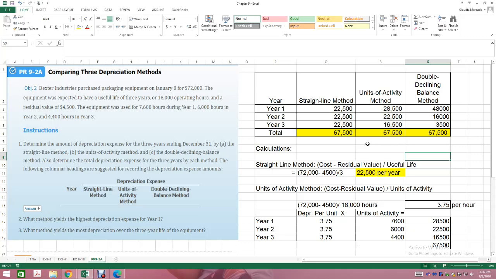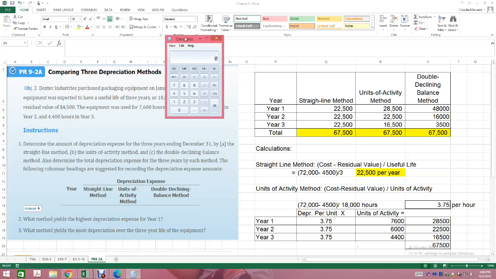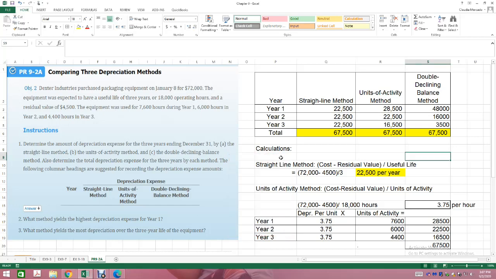And why 67,500? Because we are not depreciating it all the way to 0. We have a residual value. So the 67,500 plus my residual value of 4,500 gives me my cost of 72,000. So the residual value is just saying, you know what, at the end of 3 years, we're going to have this piece of equipment and it's still going to have a value of $4,500 on it.